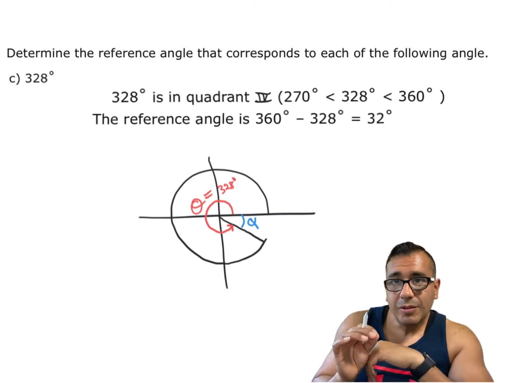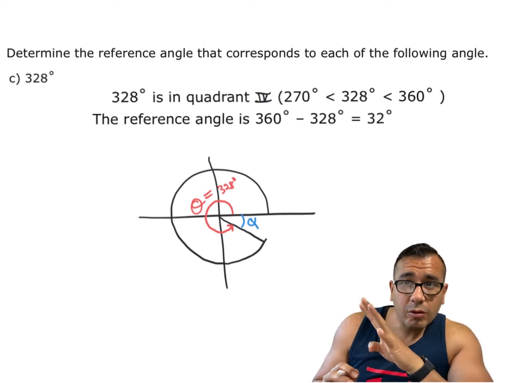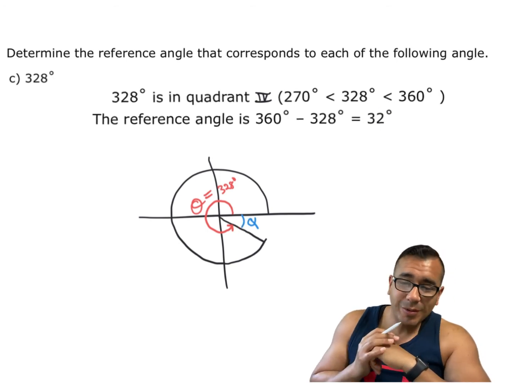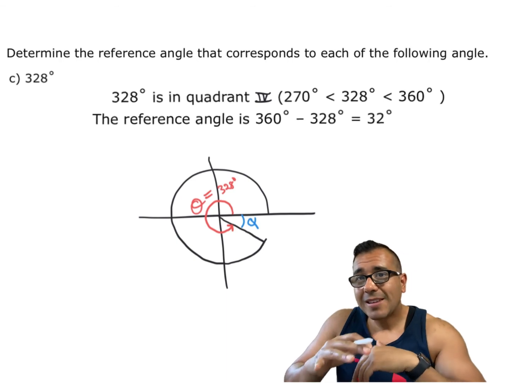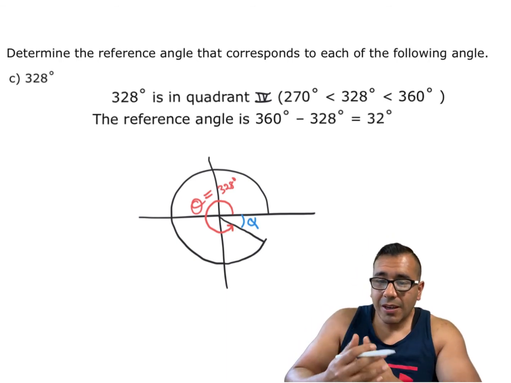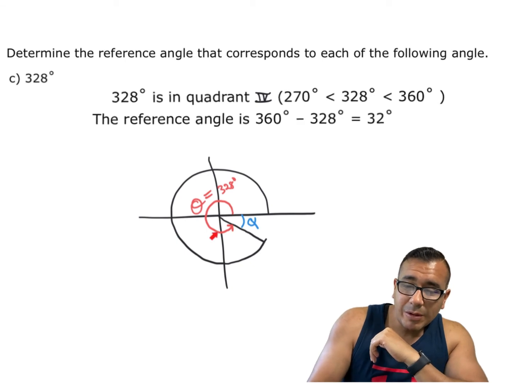So the table said when you have the fourth quadrant, right? 1, 2, 3, fourth quadrant, what you do is you take 360 and you subtract the given angle, that 328, and that's what left us with the reference angle of 32 degrees, all right? So that's how we find these reference angles whenever they give you a given theta, a given degree, all right?